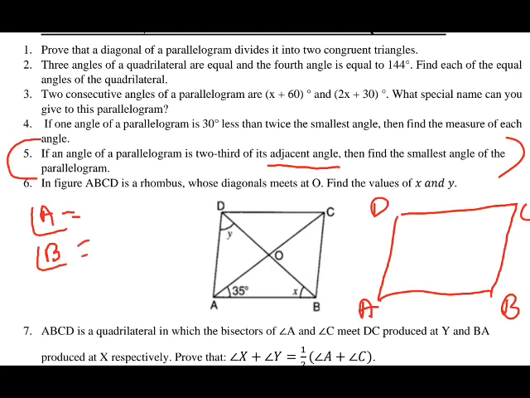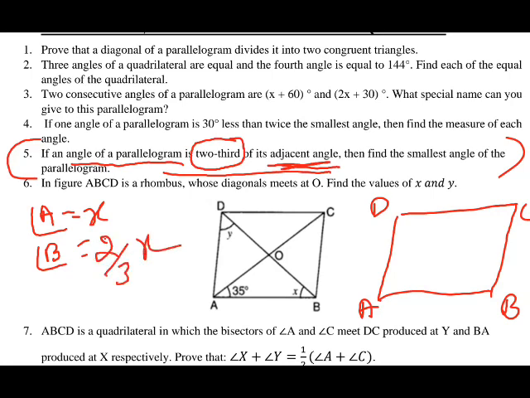One angle of a parallelogram. What do you have to take? Let's take A as x. What is the second angle you're going to take? See here, 2/3 of its adjacent angle. You just have to write B is nothing but 2/3 of x. That's all. That's it.